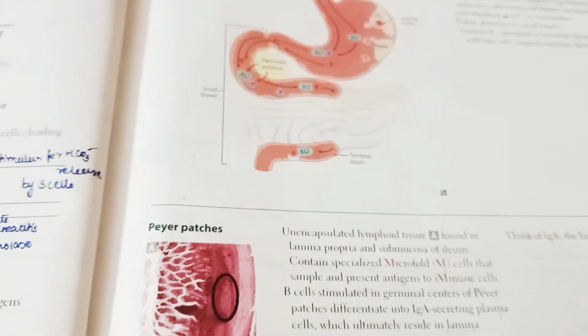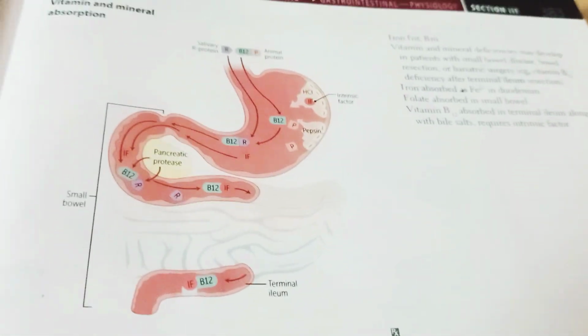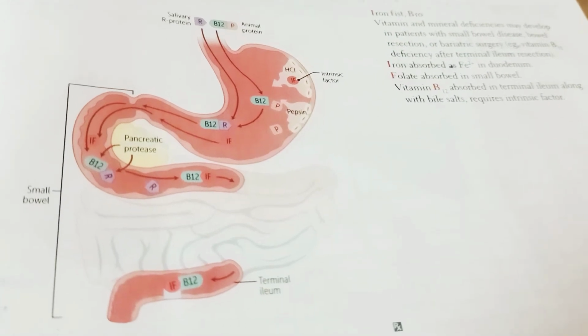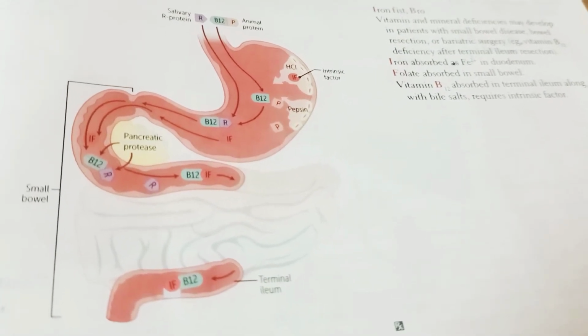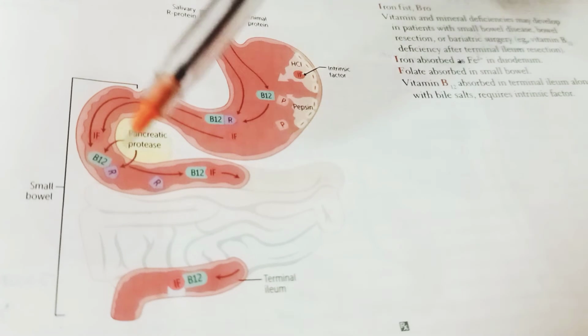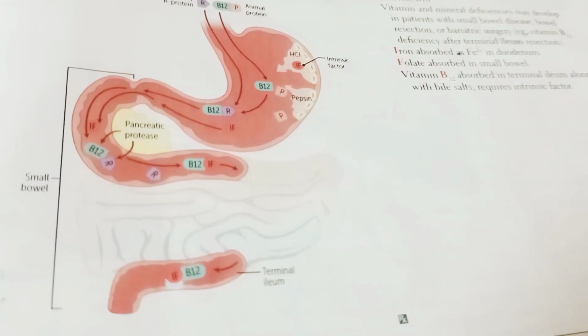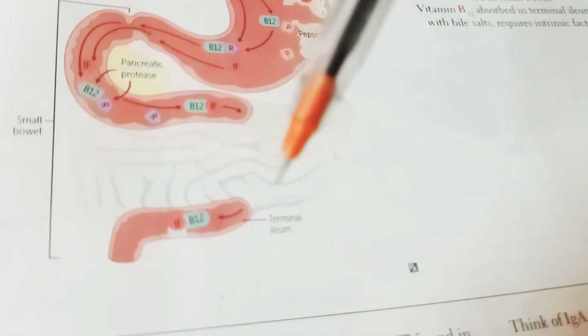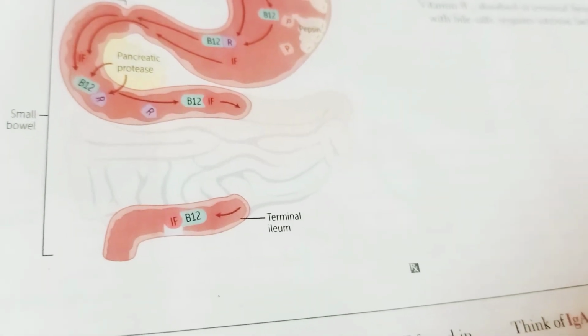Next, coming to vitamin and mineral absorption. For this, you can remember the mnemonic "iron first bro." Iron is absorbed as Fe2+, especially in your duodenum, and folate is absorbed in your small bowel, and vitamin B12 is absorbed in the terminal ileum with the help of intrinsic factor.